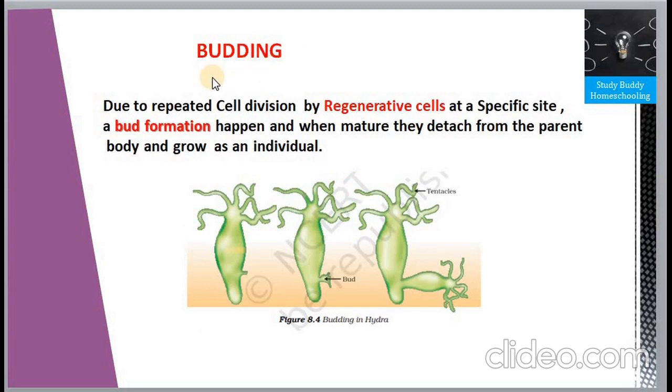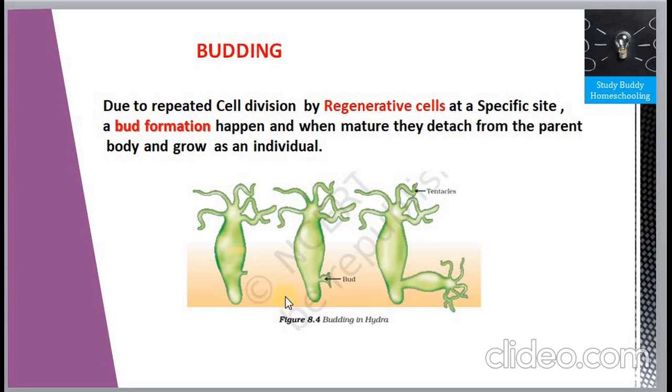Next we have budding. Best examples are hydra and yeast. So what happens is there are certain regenerative cells present in the body of hydra and yeast, and they accumulate at a specific site and they grow rapidly, thereby leading to a bud formation. As the bud grows, it detaches from the mother organism and starts growing on its own.